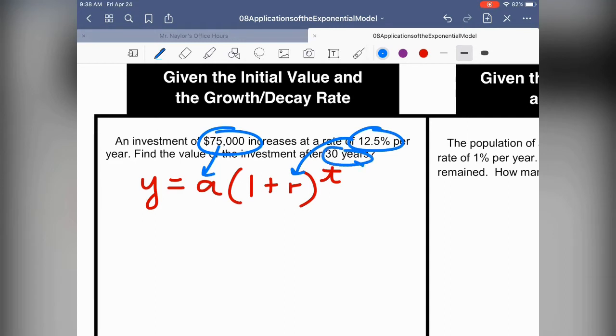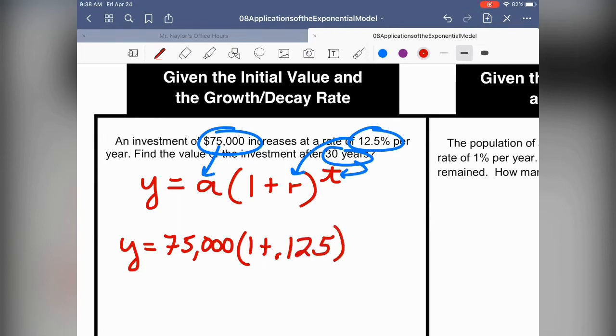And of course, 30 will end up being t. So when you plug all those numbers in, you end up with y equals 75,000 times (1 plus ...). Now be careful. You want to change 12.5% to a decimal by moving the decimal place 2 places to the left. So definitely we end up with 0.125. And so all of that is raised to the 30th power.